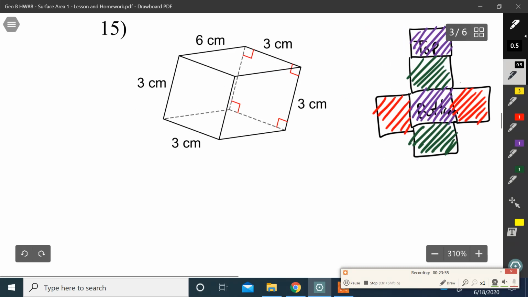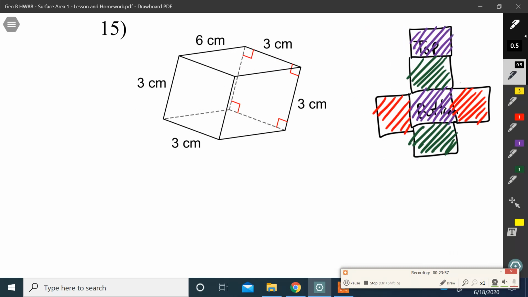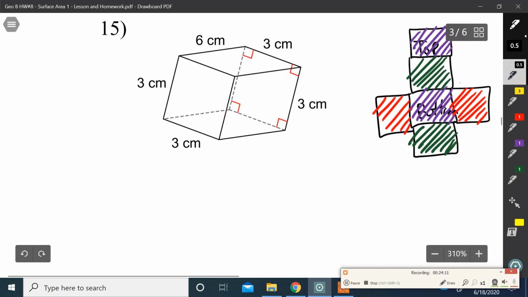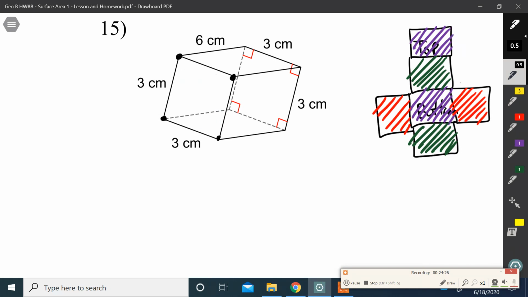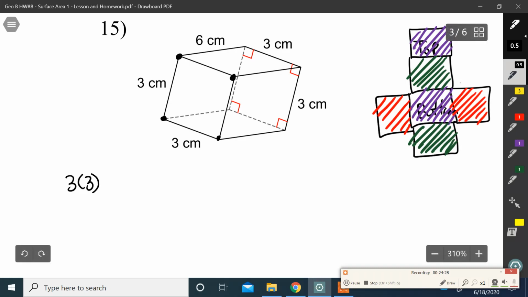Okay, so let's start with this one here. This is very difficult to see at first, but then you start getting it. I'm going to use a lot of colors here. Let me start with this part right here, and that right there. You see it? It's kind of like this part right here, back and front. So to find that, all I have to do is 3 times 3.